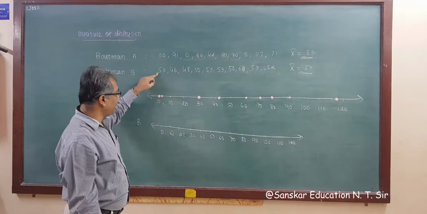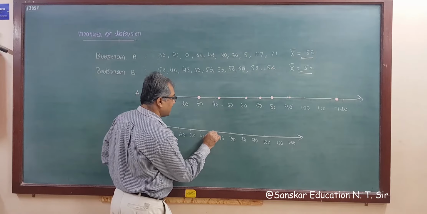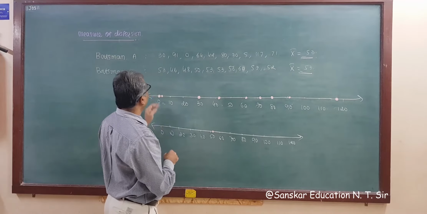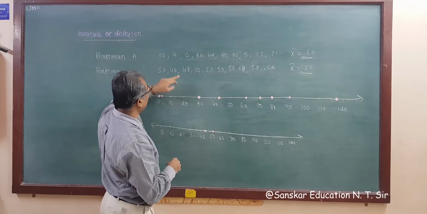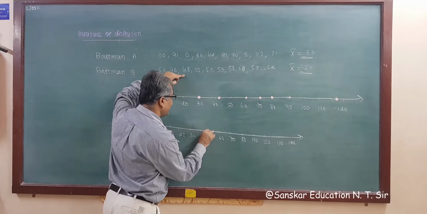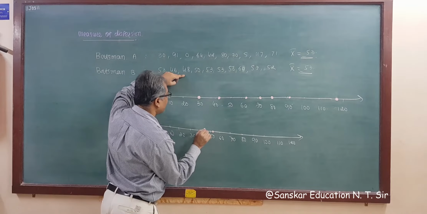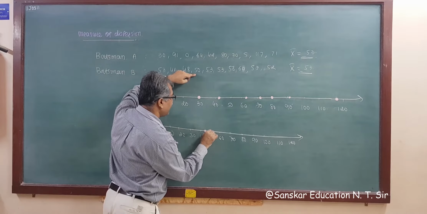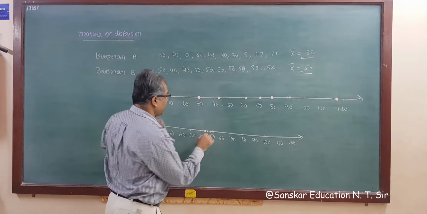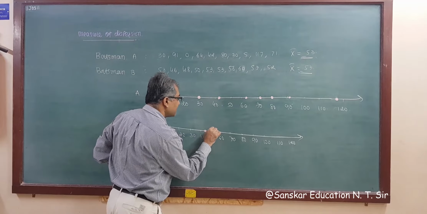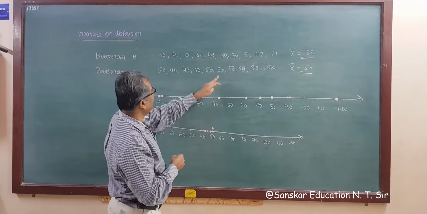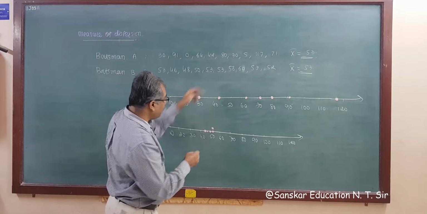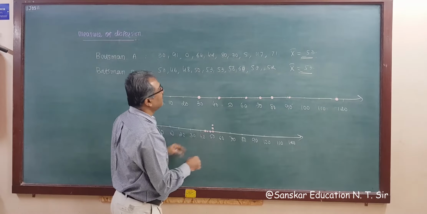And for batsman B, 53 is somewhere here, so this is 53. Then 46, this is 46, right? 48, so this is 48. Then 50, this is 50. Then 53 again, so this is 53, so I am making a dot on top of this, right? 50, again 53, so this is 53.